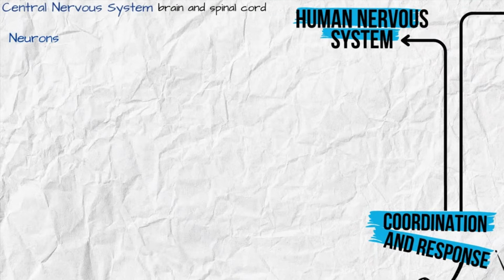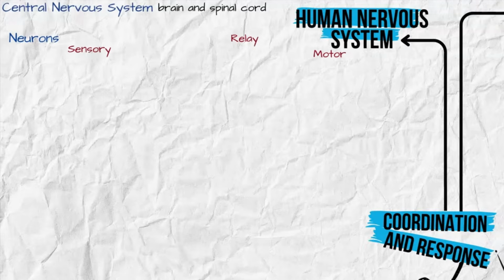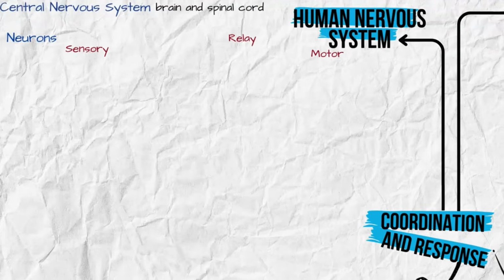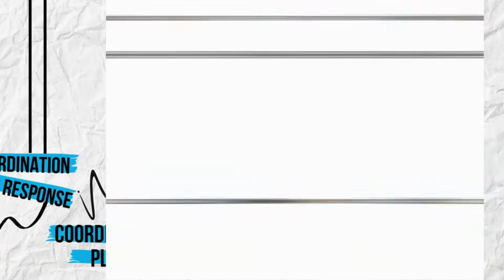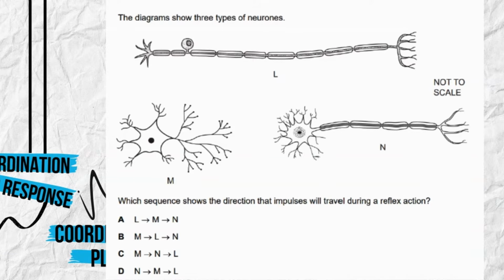There are 3 types: sensory neuron, relay neuron, and motor neuron. You must know the shape of each and be able to identify them in diagrams. The answer of some questions depends primarily on your ability to identify the neuron by its shape. Is it sensory, relay, or motor? Like this question, for example, to know the right sequence, you must know which one is what.